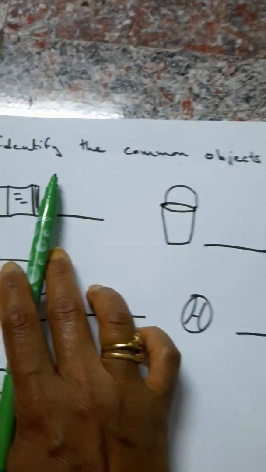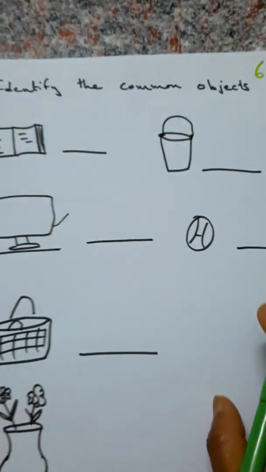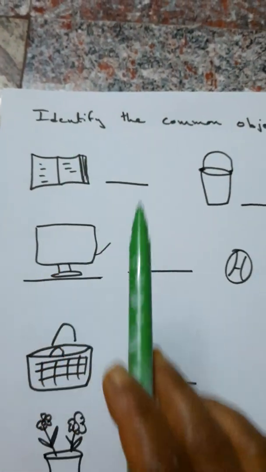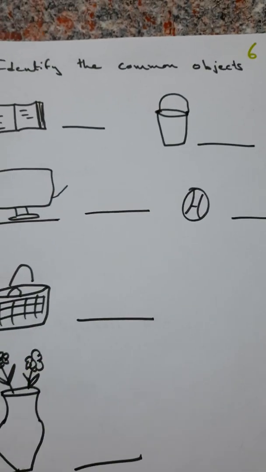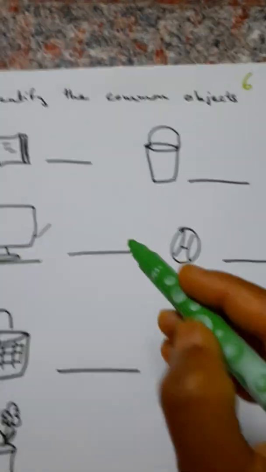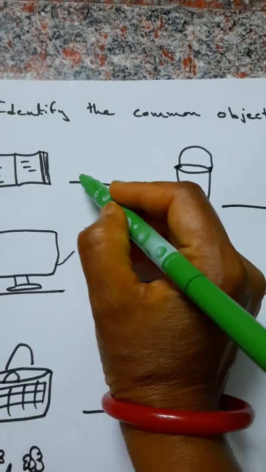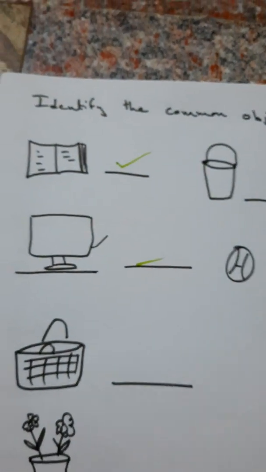And the next worksheet, that is the sixth worksheet, is identify the common objects: book, TV, basket, vase, bucket, ball. If the child identifies, put a tick, otherwise put a dash.